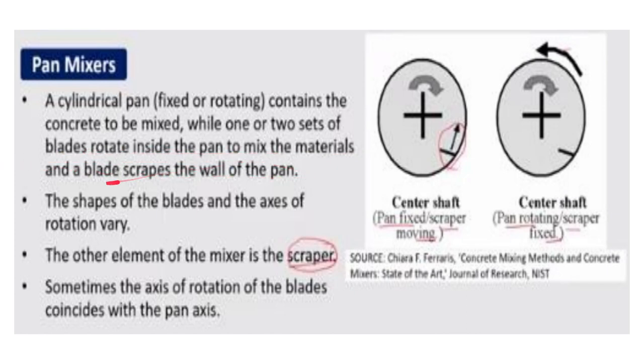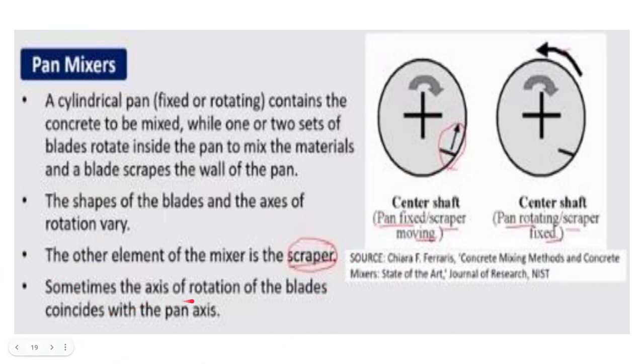So this blade is basically the shaft, okay, and this blade basically is the scraper, okay. So this is the scraper and this is the shaft, okay. So the shapes of the blades and the axis of the rotation vary. The other element of the mixer is the scraper. As I told you, this is the scraper.